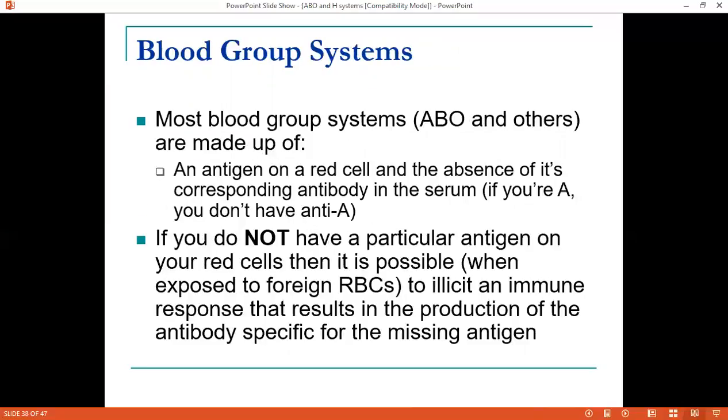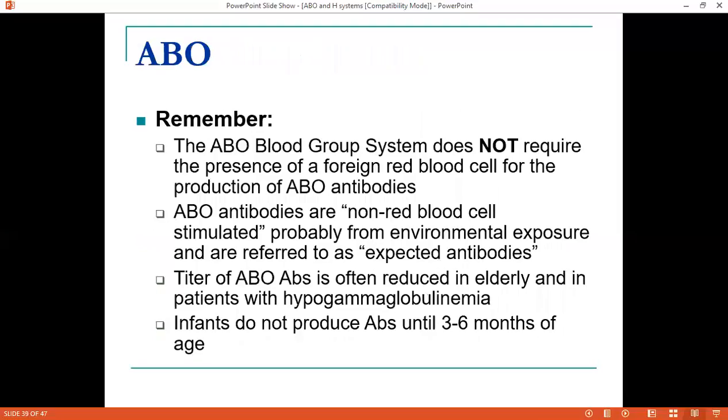So most blood group systems are made up of an antigen on a red cell, and in the absence of its corresponding antibody in the serum, if you do not have a particular antigen on your red cell, then it is possible to elicit an immune response that results in the production of the antibody specific for the missing antigen. So remember that the ABO blood group system does not require the presence of a foreign red blood cell for its production of ABO antibodies. The ABO antibodies are non-red blood cell stimulated, and they're a result of probably environmental exposure, and so they're often referred to as expected antibodies or naturally occurring antibodies.